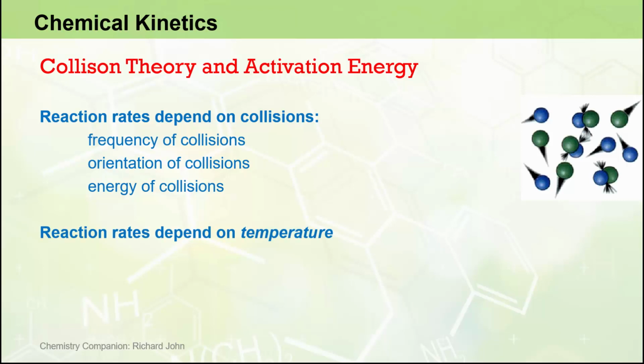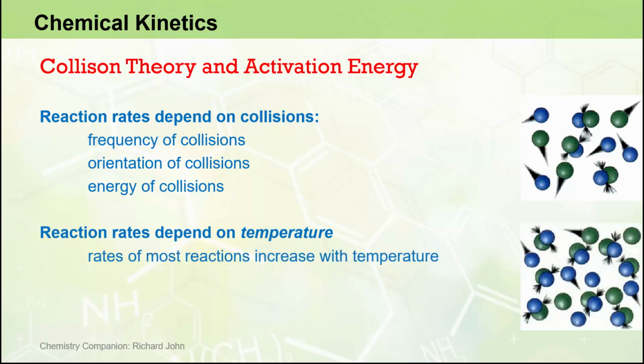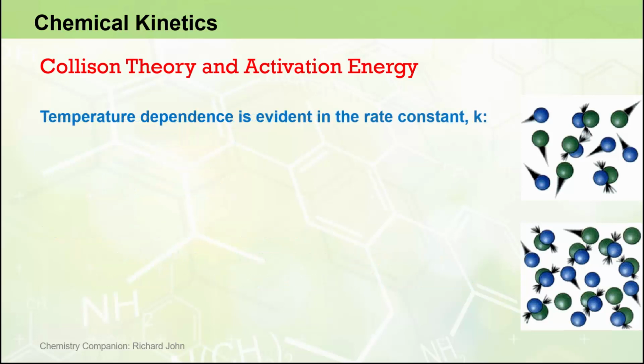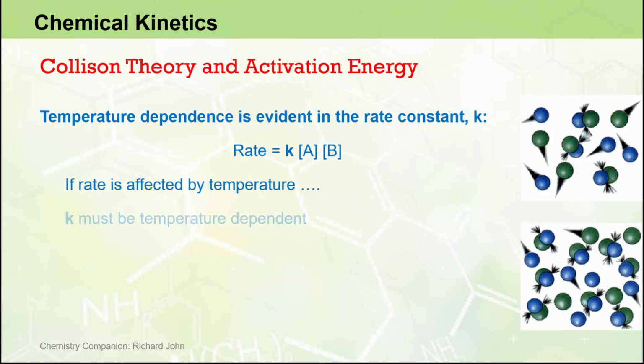We also know that rates of reactions are temperature dependent and that the rates of most chemical reactions increase with temperature, and that a general rule of thumb is that rates will double with every 10 degrees Celsius increase in temperature. The temperature dependence for rates of chemical reactions actually manifests itself in the rate constant. If we consider a typical rate law expression, rate equals the rate constant k times the concentration of A raised to the power of 1 times the concentration of B raised to the power of 1, then we can see that if the rate of reaction is affected by temperature, then the rate constant k must be temperature dependent, and it actually changes with temperature.